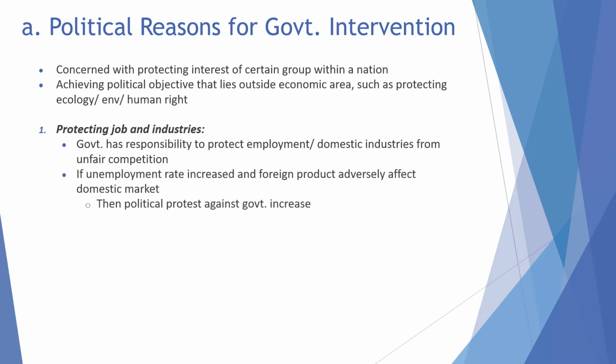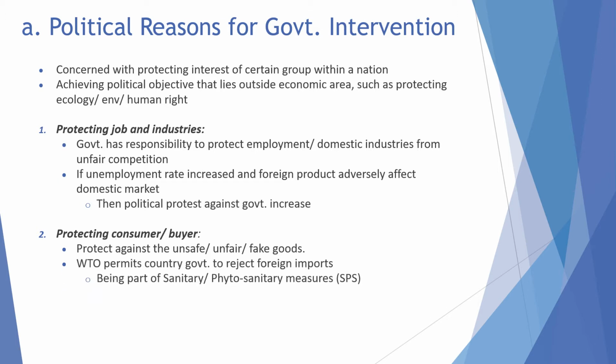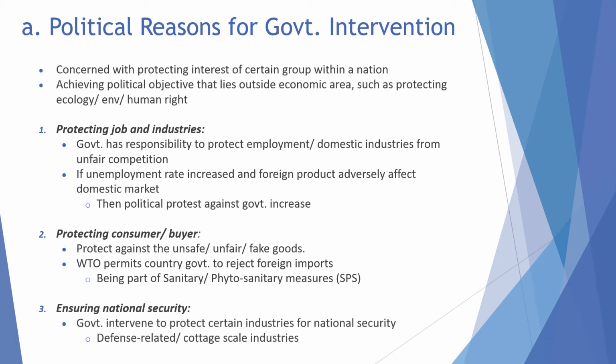If the unemployment rate increases and foreign products adversely affect the domestic market, then political protest against the government increases. Next is protecting the consumer and buyer, protecting against unsafe, unfair and fake goods. The WTO permits a country's government to reject foreign product imports as part of sanitary and phytosanitary measures, SPS. Next is ensuring national security, where the government intervenes to protect certain industries for national security, and defense-related or cottage-scale industry.